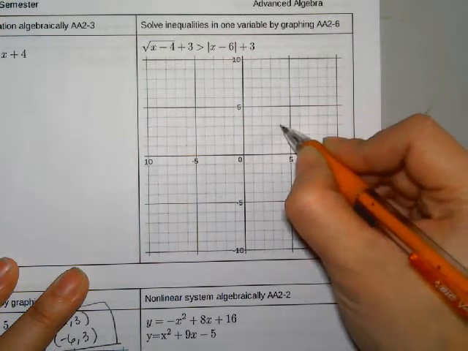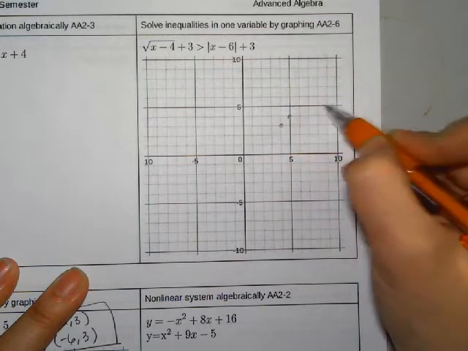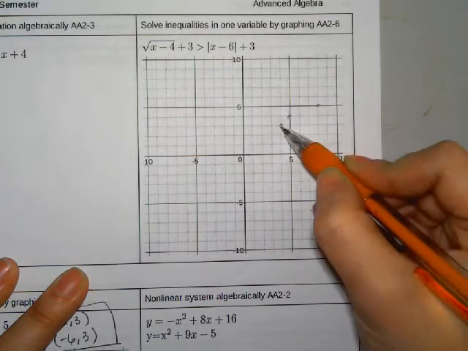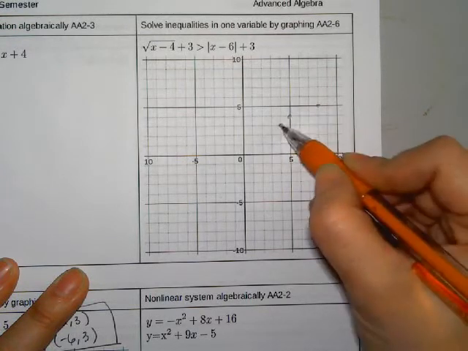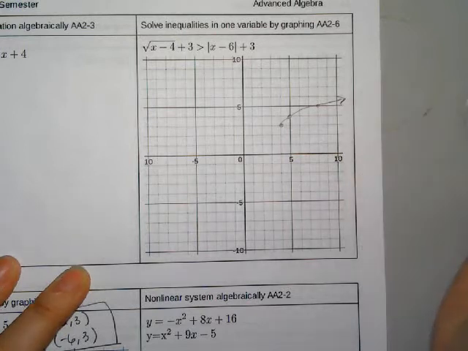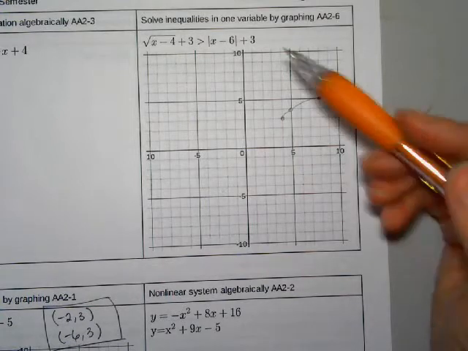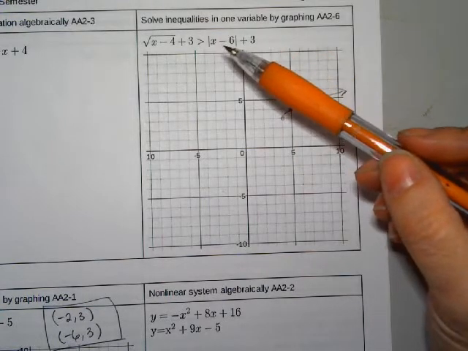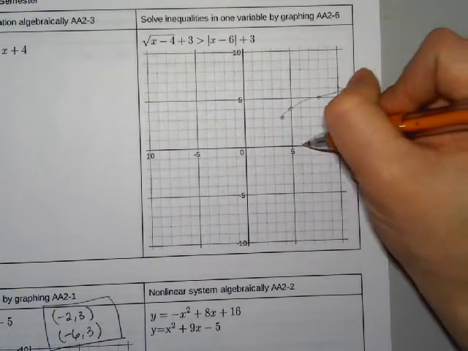Okay, so what we're looking at in terms of our answer, this is saying that our square root graph is greater than our absolute value graph. So we're literally looking at where our square root graph is above our absolute value graph. And that would be, so this is our square root. Right now it's under our absolute. From here to here, it's above the absolute value graph.